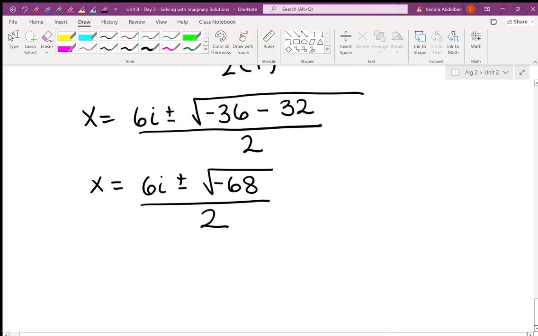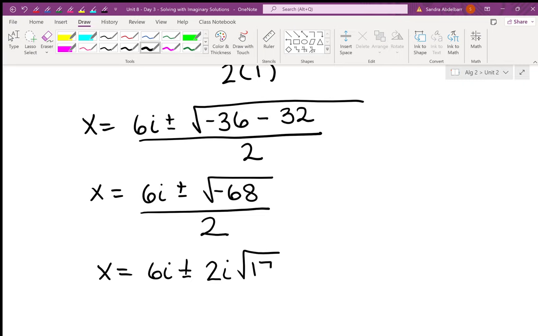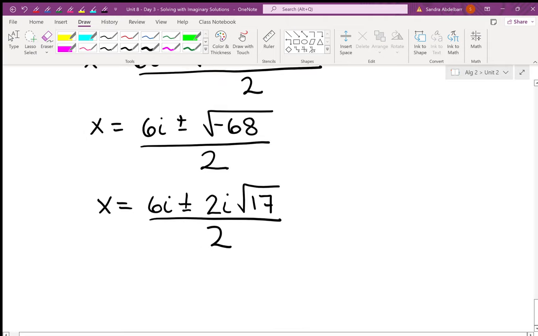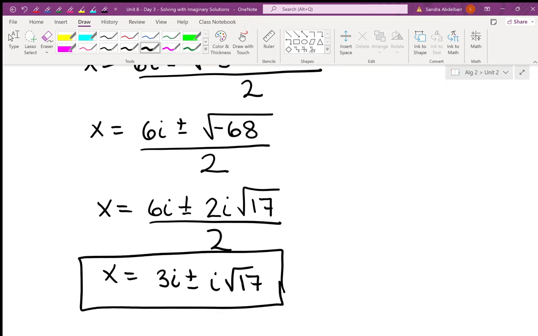Yeah, we can. So we have x is equal to 6i plus or minus, I could pull out an i and I can pull out a 2, right? 2i root 17. All over 2. I can't leave it like this. Why can't I leave it like this? Good. What can we do? We can divide out a 2. When we divide out a 2, we get 3i plus or minus i root 17. Two answers. It was a degree of 2, so there we are.